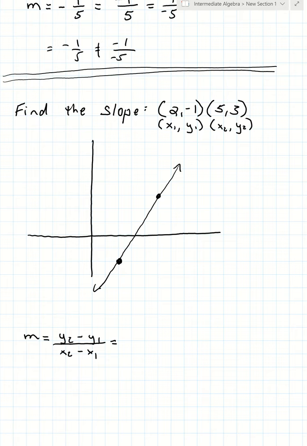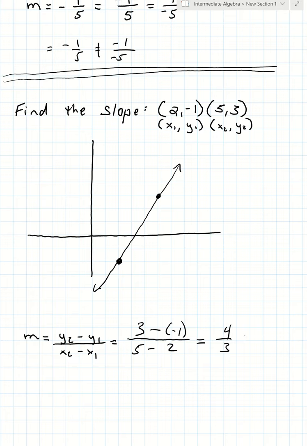Now, let's plug in my numbers. Y sub 2 has a numerical value of 3, minus y sub 1, which has a numerical value of -1. X sub 2 has the value of 5, minus x sub 1, which has a value of 2. So now let's simplify as much as we can. 3 minus the -1 would be 4. 5 minus the 2 in the denominator would be 3.